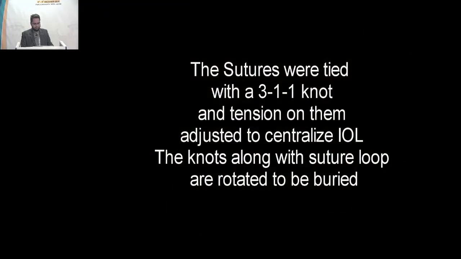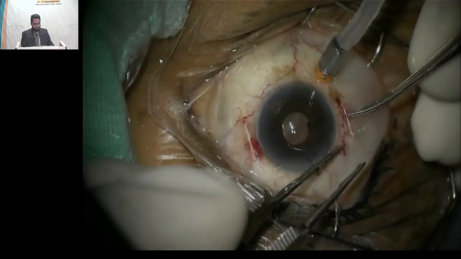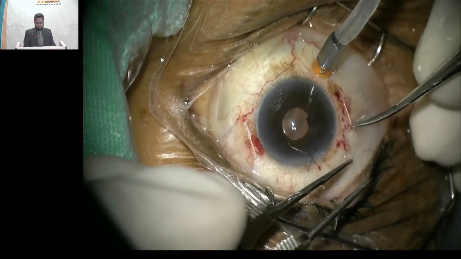The sutures were tied with a 3-1-1 knot and tension on the suture was adjusted to centralize the intraocular lens. The knots along with the suture loop are rotated to bury the knots intraocularly.